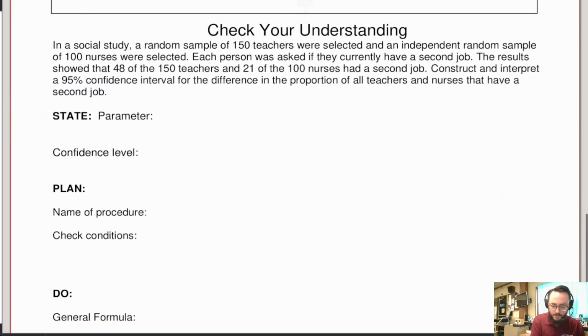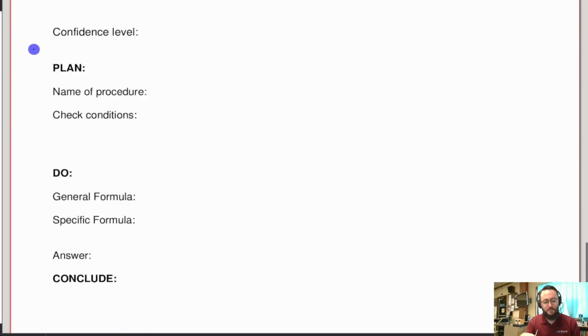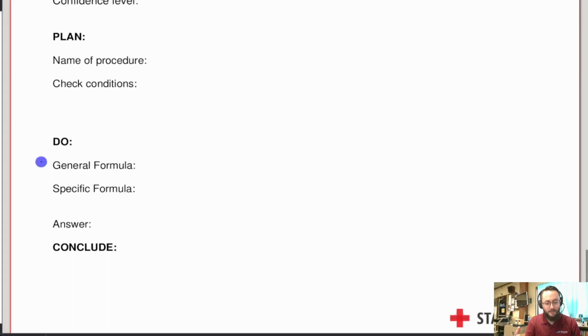So in a social study, a random sample of 150 teachers were selected and an independent random sample of 100 nurses were selected. Each person was asked if they currently have a second job. The results showed that 48 of the 150 teachers and 21 of the 100 nurses had a second job. Construct and interpret a 95% confidence interval for the difference in proportion of all teachers and nurses that have a second job. It's a lot there, and we're going through the 4-step process, but it's not too bad.